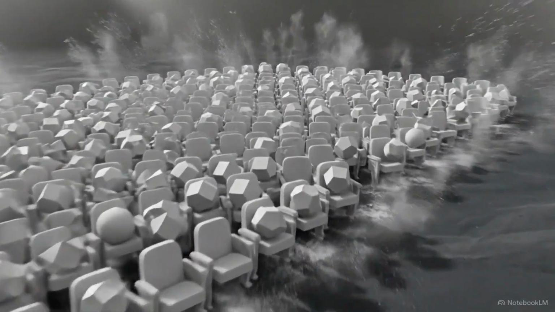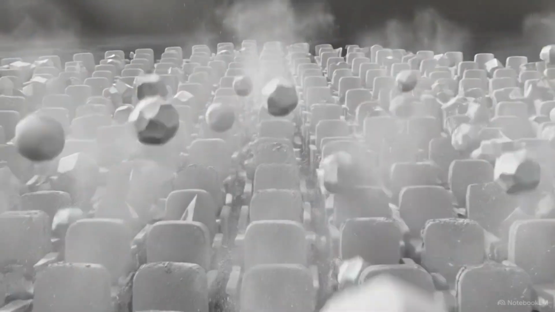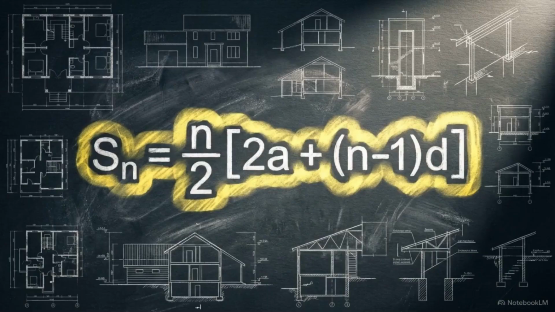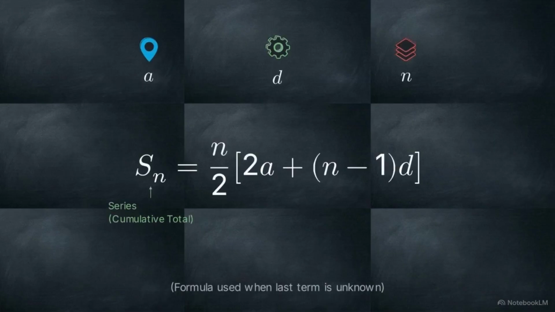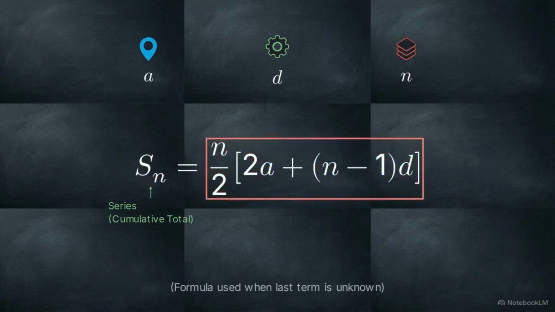By organizing the physical rows into a mathematical sequence, we find the total in a fraction of the time it takes to count them manually. You now have a reliable framework to calculate the sum of any arithmetic sequence. Remember the process. Inventory your variables, choose your formula, and simplify from the inside out.